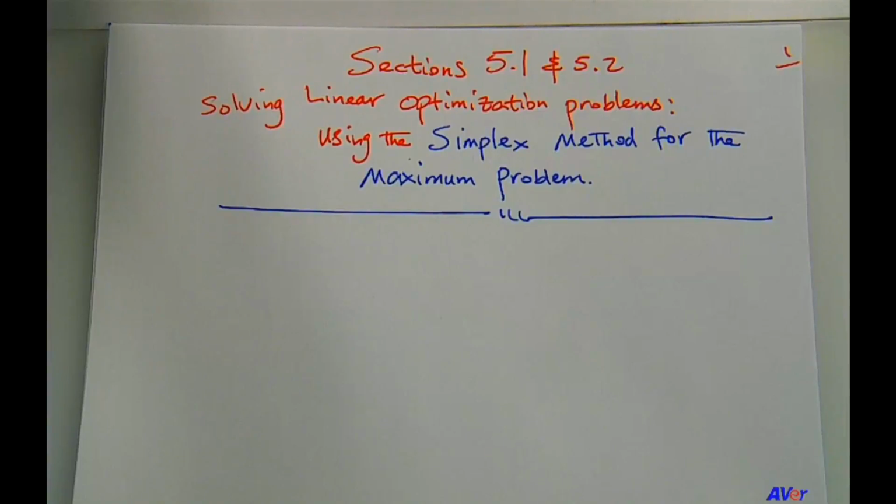In this section, 5.1 and 5.2, we're going to see how the simplex method is going to help us solve a maximum problem. Your book, of course, divides sections 5.1 and 5.2, but the material presented in these two sections is so integrated that we're going to talk about them at the same time. So this video covers both sections, 5.1 and 5.2.